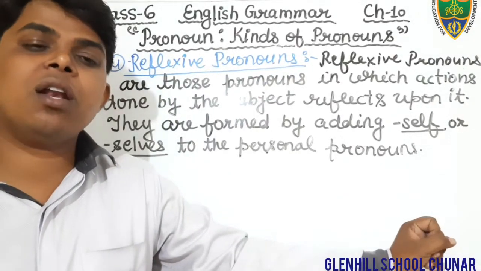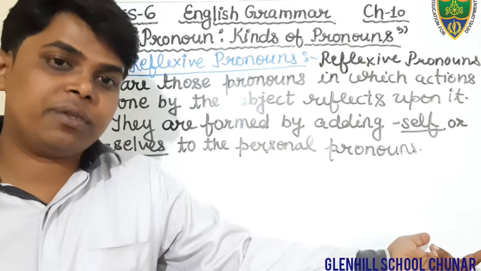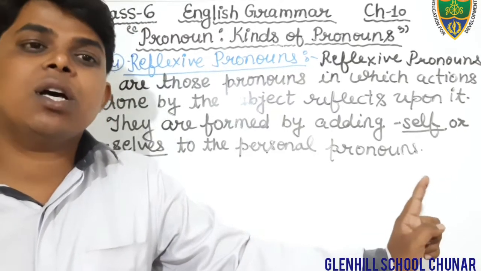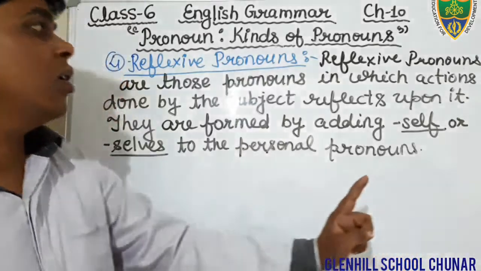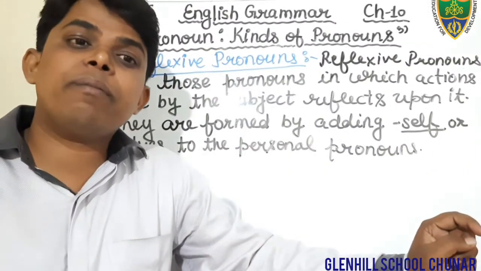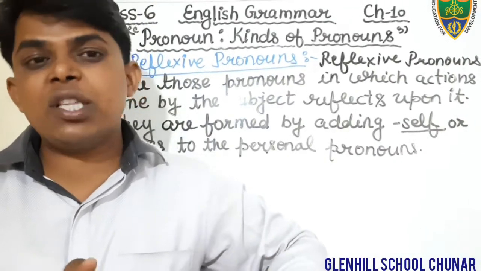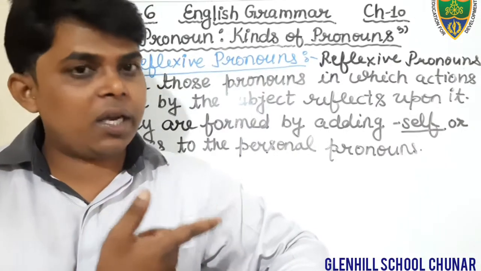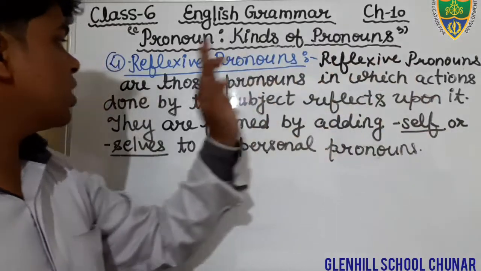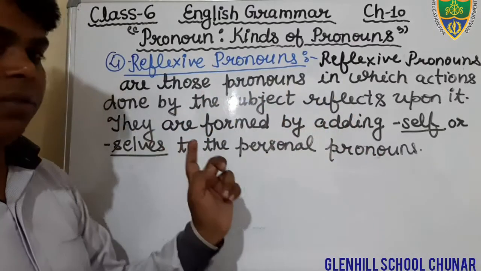Okay, for example, my becomes myself, them becomes themselves, your becomes yourselves. In this way we can make reflexive pronouns. But how do we use them? The action is done by the subject, and it shows that the action is done by the subject. There is very little difference between reflexive pronoun and emphasizing pronoun, which you will read after that. First you write about it. Reflexive pronouns are those pronouns in which actions are done by the subject upon itself. They are formed by adding self or selves.